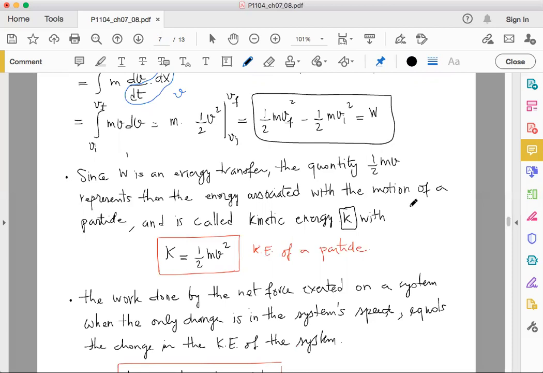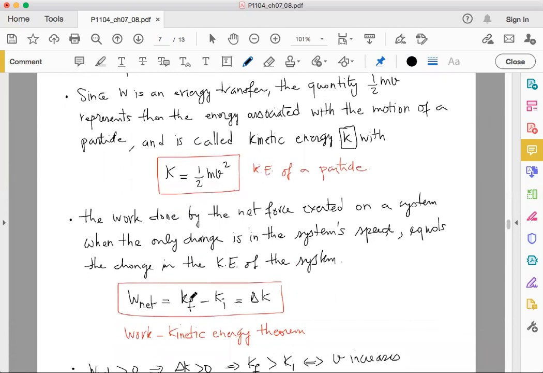This means when there is a net force acting on a system and the only result is that its speed is changing, then we conclude that W is the difference between the kinetic energy in the initial and the final state. So W could be written as W net is equal to K final minus K initial. It is equal to delta K. And this is known as the work kinetic energy theorem. So this we should know and we should memorize, of course.